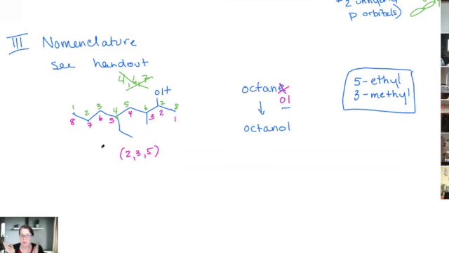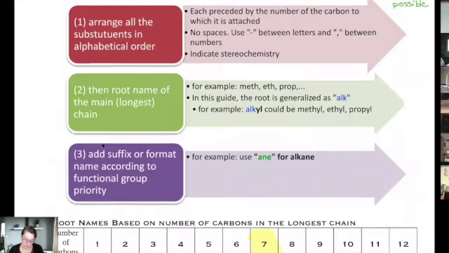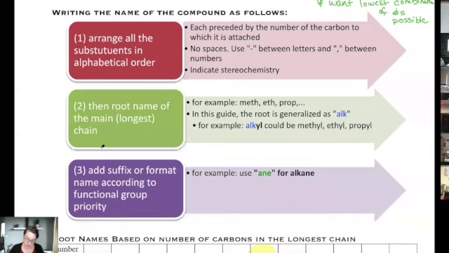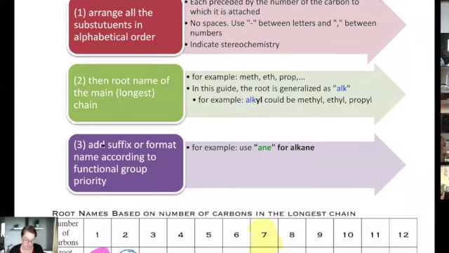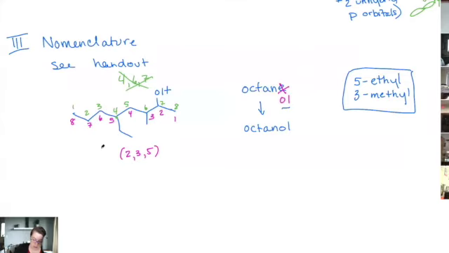So the question is, do we put them in order by their number, or do we put them in order by their name? And they're going to go in order by their name. So we're going to arrange them in order alphabetically. Okay. So that means the first one is going to be the ethyl group. That's going to be the first one we name.